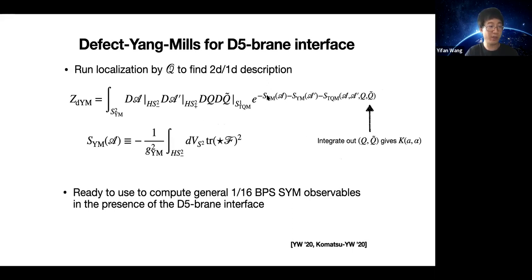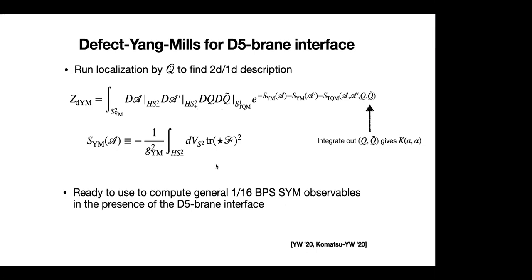And the 2D Yang-Mills actions are very simple, just the usual 2D Yang-Mills action on the two hemispheres. And with this 2D-1D path integral in hand, we're ready to use it to compute any general 1/16 BPS observable in the super Yang-Mills theory in the presence of the D5 interface, which is taken into account by this coupling and these degrees of freedom in the defect Yang-Mills theory.